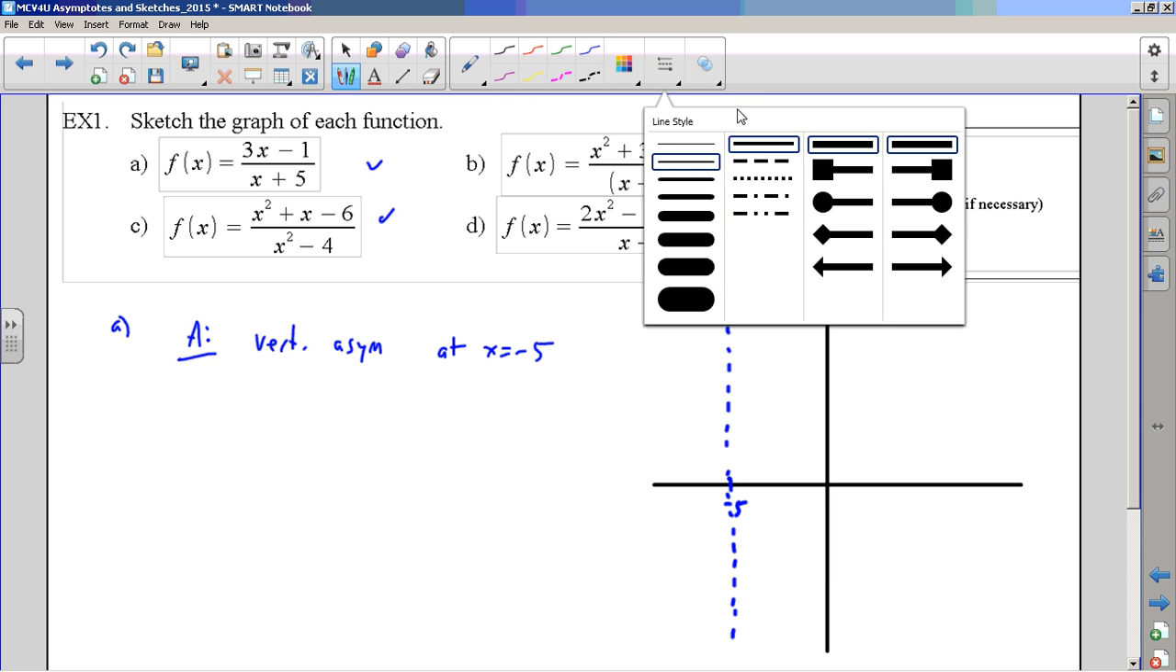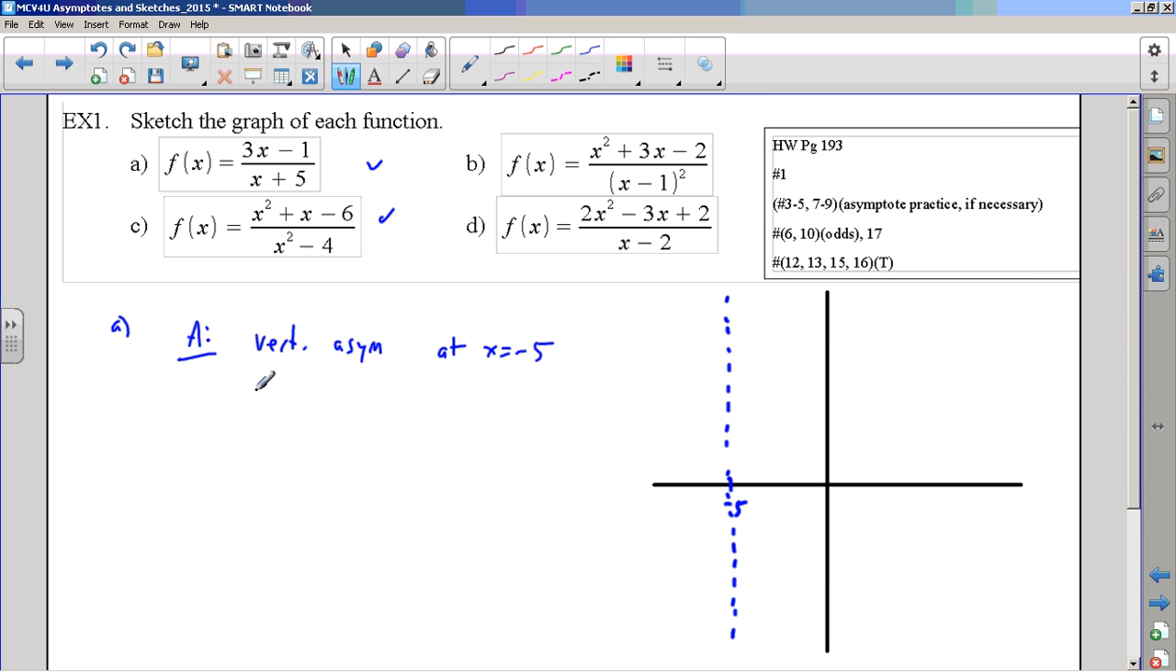So far, this is what I've got. What's next? Well, I'm going to have a horizontal asymptote at y equals 3. We knew that from functions because the top and bottom have the same degree, so we divide the leading coefficients. Perhaps we should show a little calculus work here.